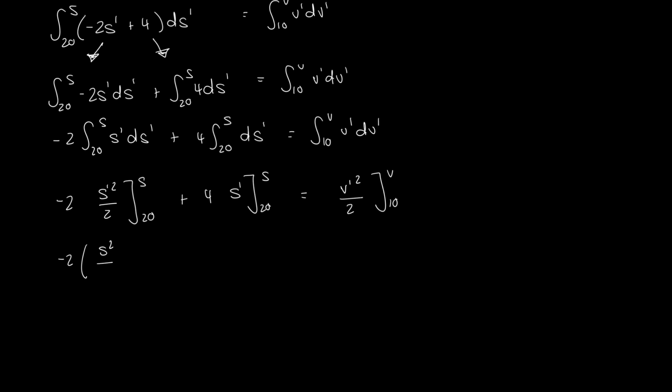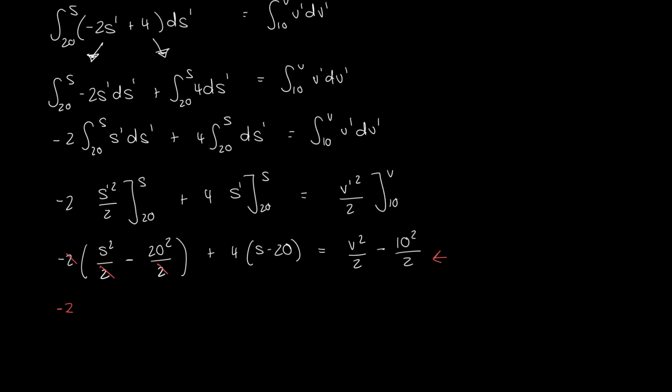s squared divided by 2 minus 20 squared divided by 2 plus 4s minus 20 is equal to v squared divided by 2 minus 10 squared divided by 2. Now we just need to neaten it up, so the 2's will cancel. That's kind of great. And we can also try and get rid of the 2's as denominators here by multiplying everything by 2. So we're going to get 2 times v minus 1.